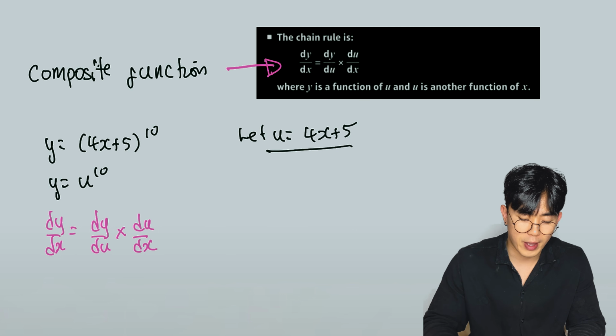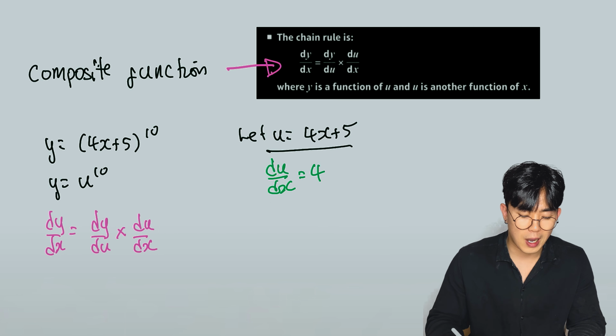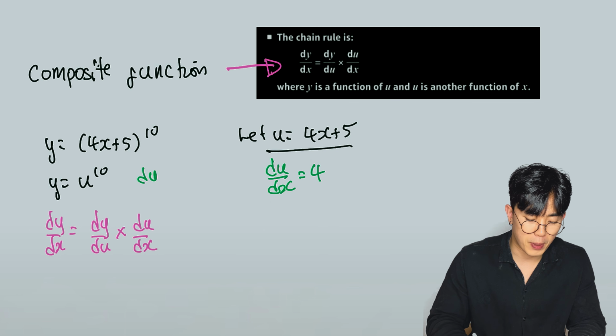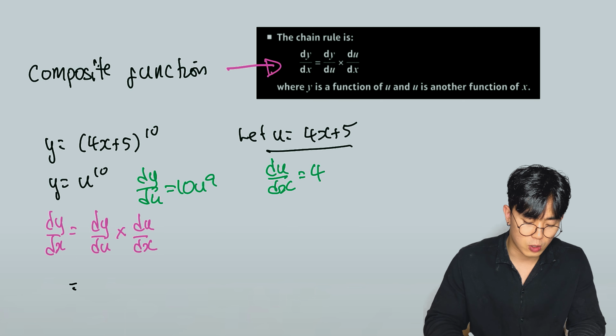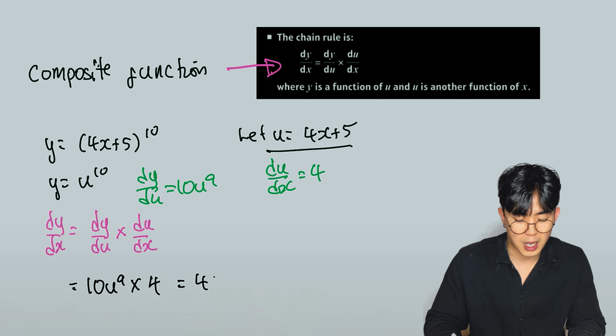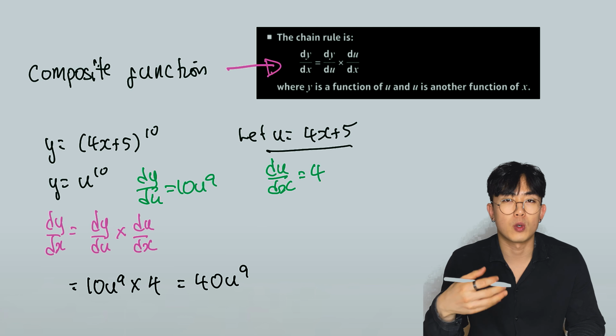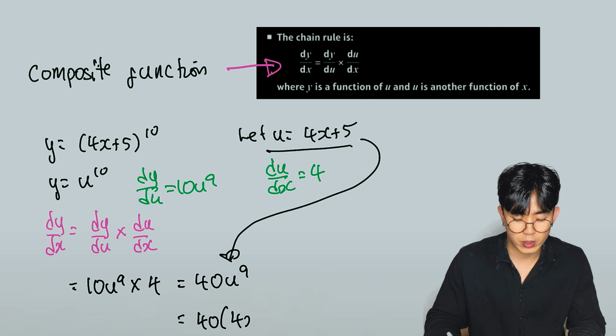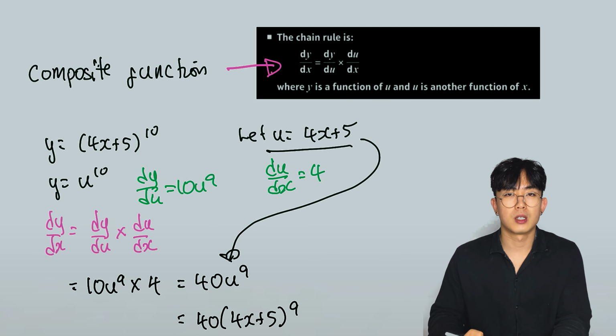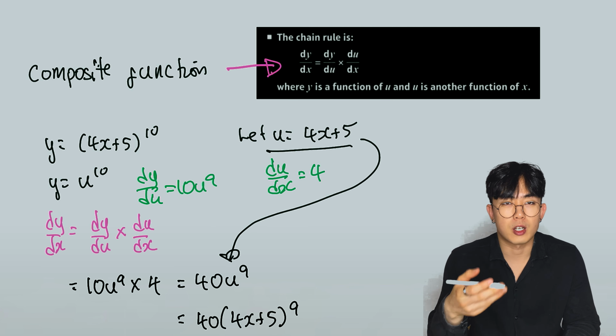So we have u in terms of x, so if I differentiate that, du/dx, I just get 4. We have y in terms of u, so if I differentiate that one, dy/du, we get 10u to the 9. That's fairly simple, right? And so all I need to do is just plug it in now. So it's 10u to the 9 multiplied by 4, which gives us 40u to the power of 9. And because we want to give it all in terms of x, I want to replace this u back in terms of x. So this is now 40(4x + 5) to the power of 9. Right, so that's how we differentiate composite functions.